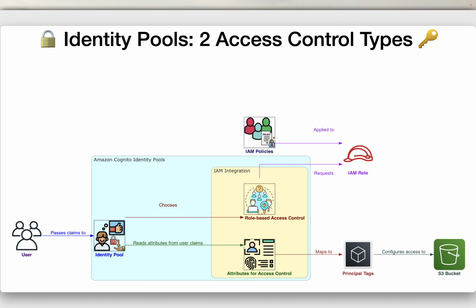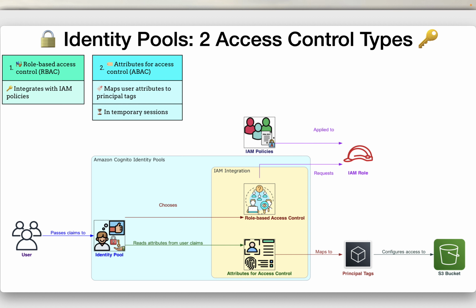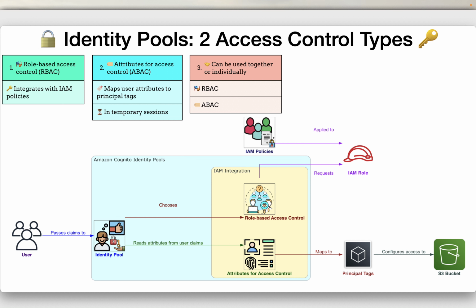For identity pools, there are two access control types. One way to integrate Amazon Cognito identity pools with IAM policies is through role-based access control, which is RBAC. The other method is using attributes for access control, which involves mapping user attributes to principal tags in temporary sessions. These two features, RBAC and ABAC, can be used together or individually depending on your requirements. When a user passes claims to the identity pool, Amazon Cognito selects the appropriate IAM role to request based on those claims.